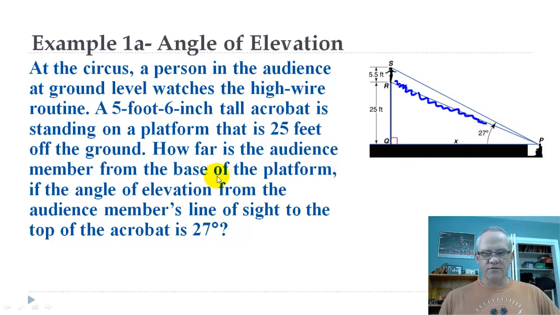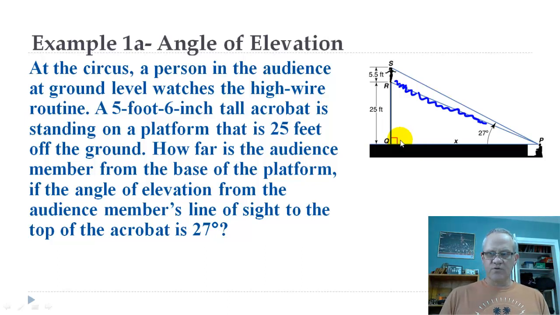And it says how far are they away from the platform, this audience member? Well, that's your X. Okay, so here's what we've drawn in. The platform's 25 feet. The acrobat's 5.5 feet tall, 27-degree angle of elevation, and we're trying to find X. How far away is the audience member from the platform? Okay, so first thing is, let's draw a diagram and get that all set up.